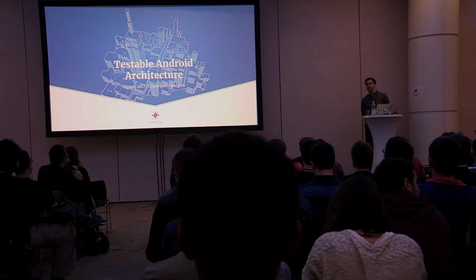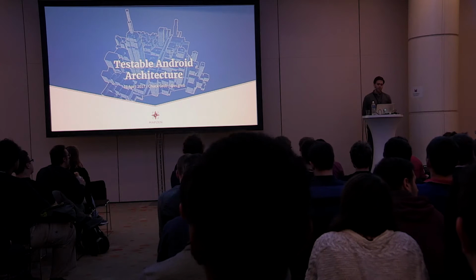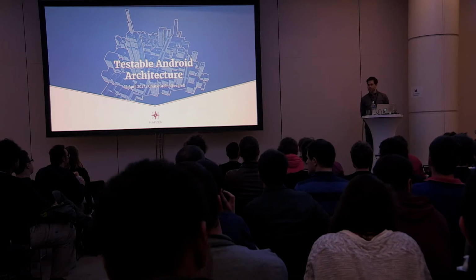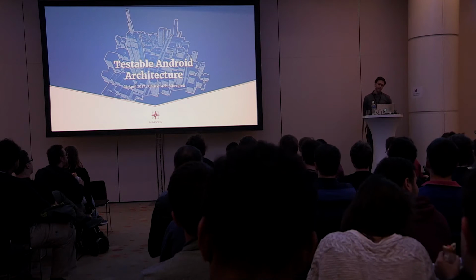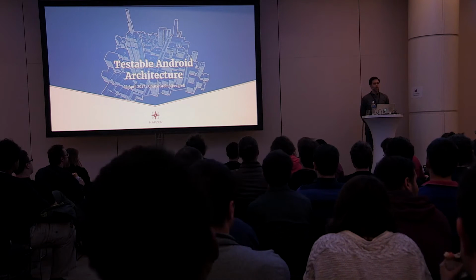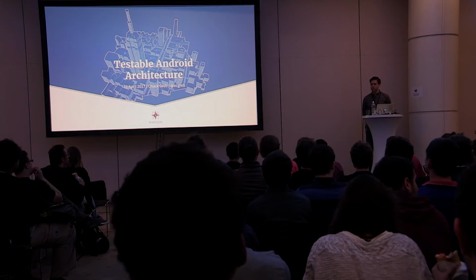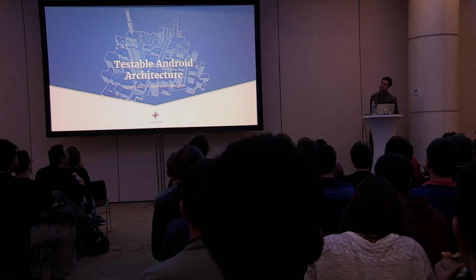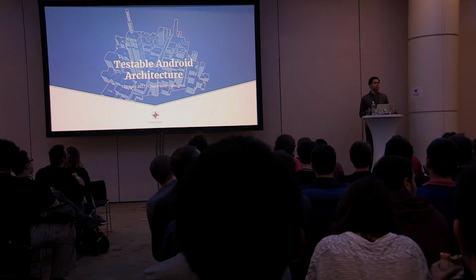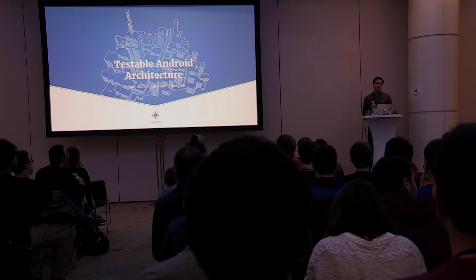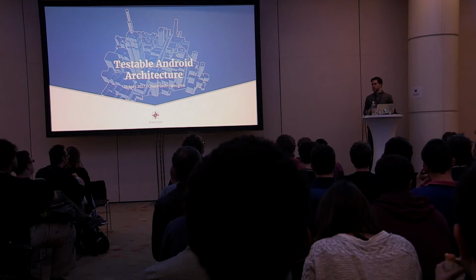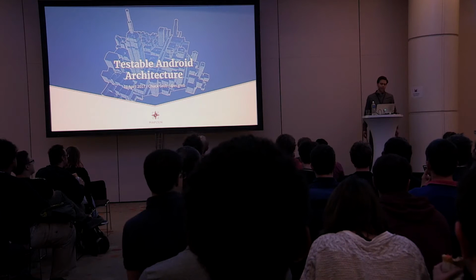Today, we have a variety of testing tools for Android, automated testing tools, including JUnit, Mockito, Robolectric, Espresso, UI Automator, and more. But how can we design our applications to leverage each tool most effectively and at the same time ensure that our code is readable, flexible, and maintainable?